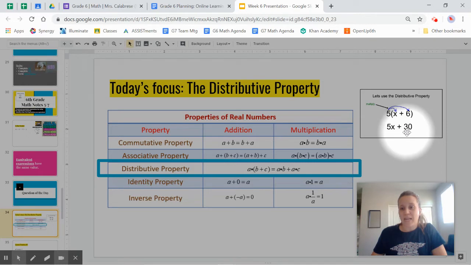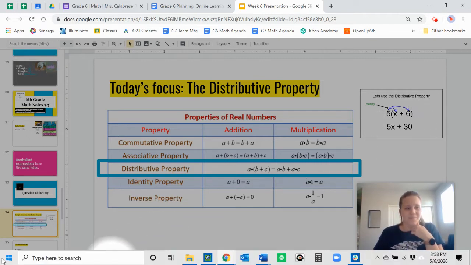Extra careful warning, the common mistake here is to accidentally not distribute the 5 to the 6. Just remember, you need to multiply that 5 to all the parts inside, and it's really helpful to draw those arrows so that you don't forget.